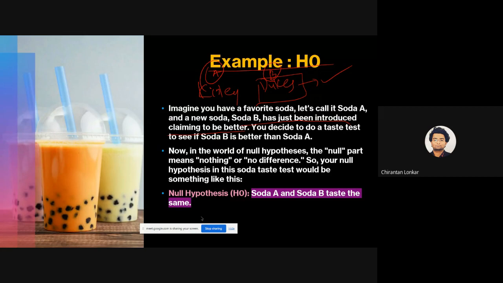Yes, so again, coming back to the example, there came a soda entrant who said that, hey, you know what, we are really good as compared to soda A. Now what do you decide to do? A taste test to see if soda B is better than soda A. Again, guys, we are doing the same thing, just how we did with candies, now we are doing with soda.